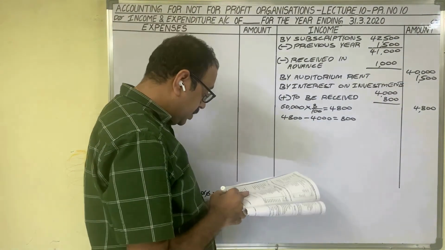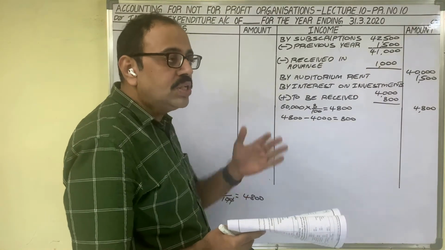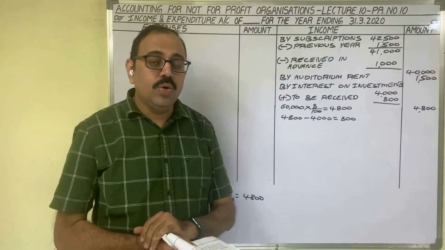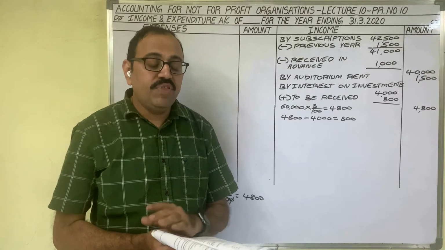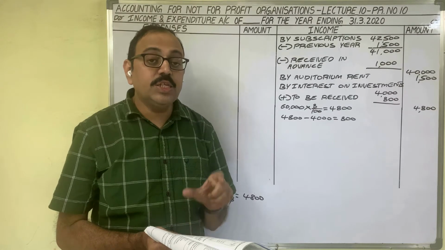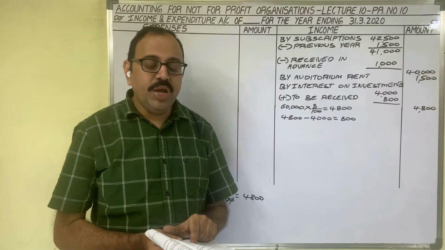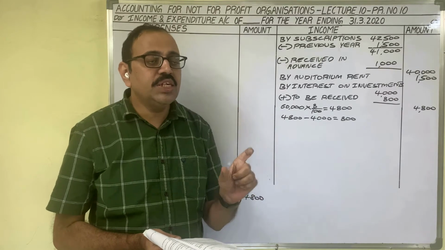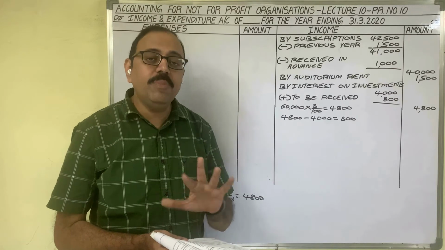Okay. Next, donations 12,000 rupees. Some donors have given some amount to us in the form of donation. Donation is of two types: specific donation and general donation. If the purpose of giving the donation is clearly given in the question, that is specific donation. Specific donation is always capital receipt, means in the balance sheet under liability side we have to show.